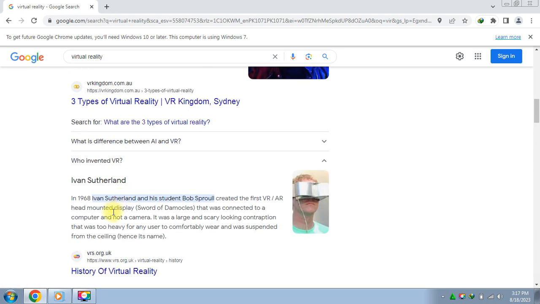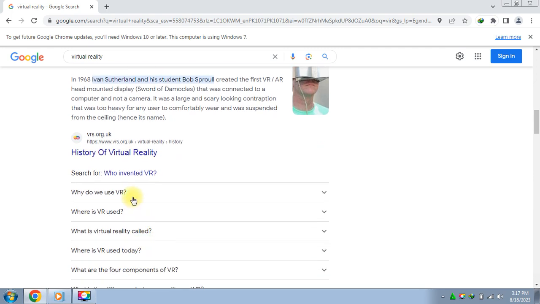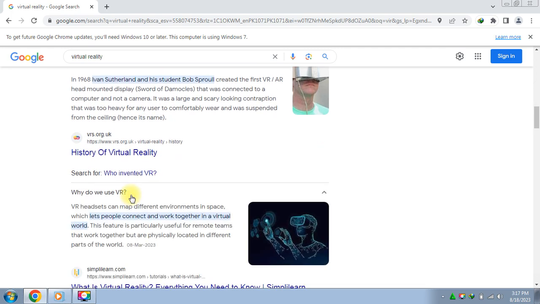Another question is, what are the three types of virtual reality? Number one is non-immersive virtual reality. Number two, semi-immersive virtual reality. Number three is fully immersive virtual reality. Another question is, in 1968, Sutherland and his student Bob Sproull created the VR and AR head-mounted display.